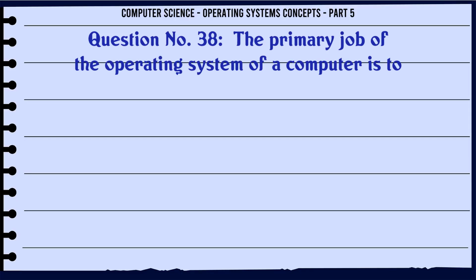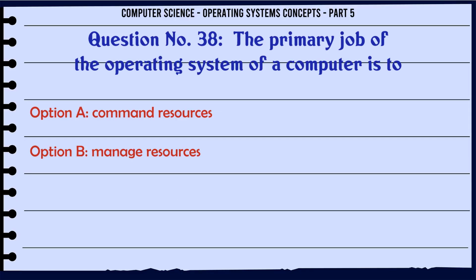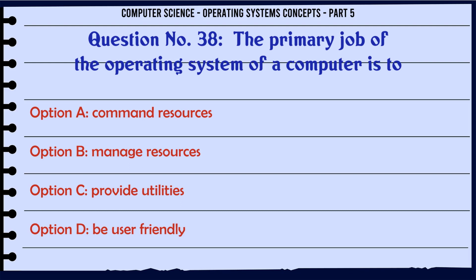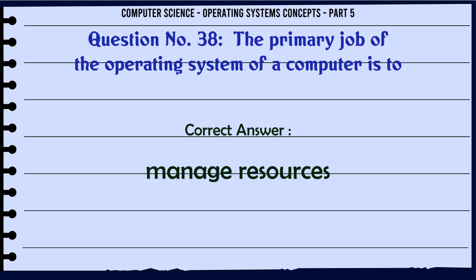The primary job of the operating system of a computer is to A. Command resources. B. Manage resources. C. Provide utilities. D. Be user-friendly. The correct answer is manage resources.